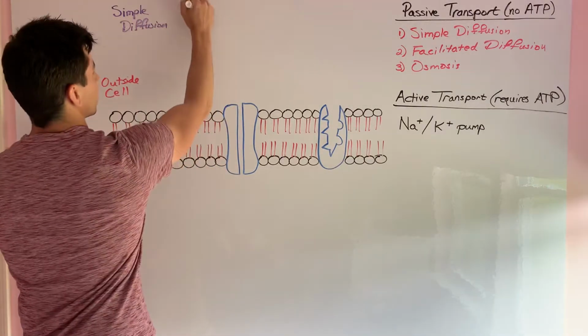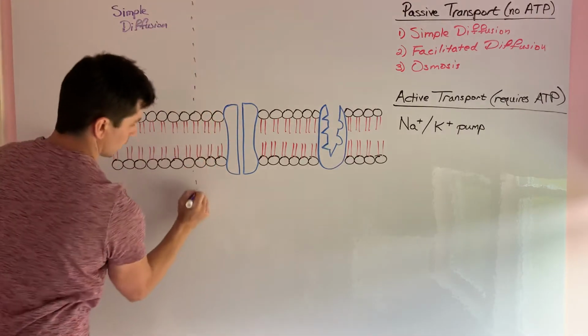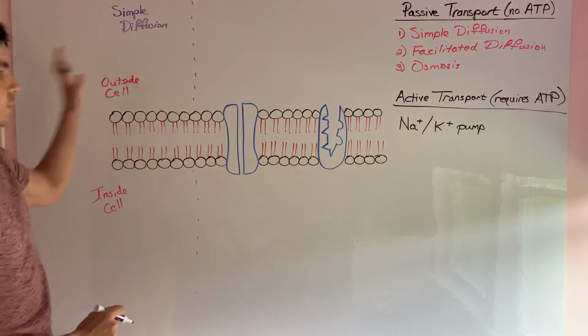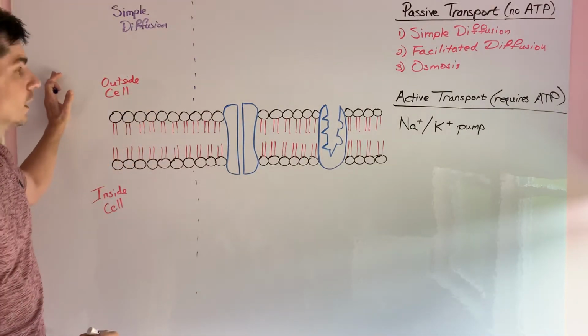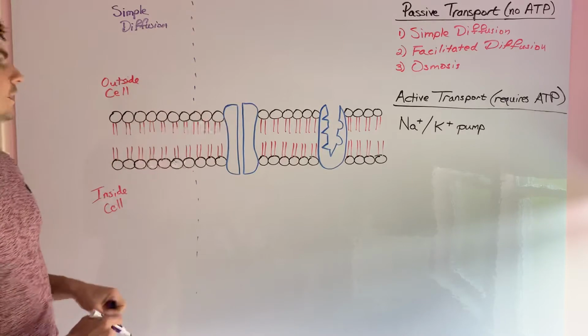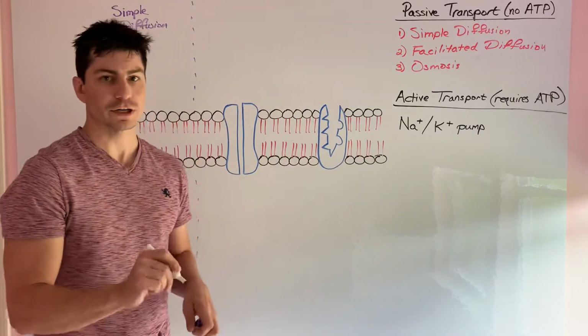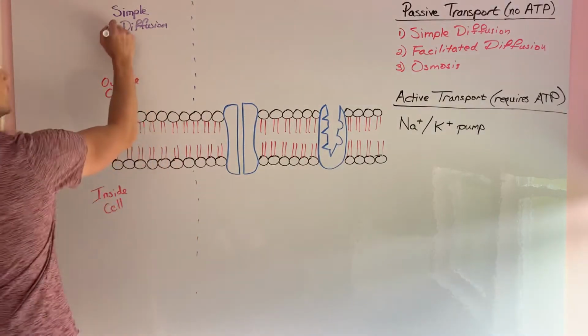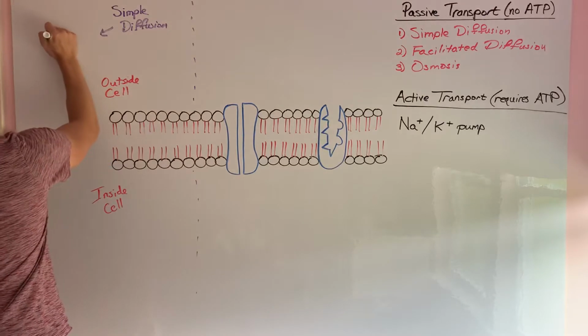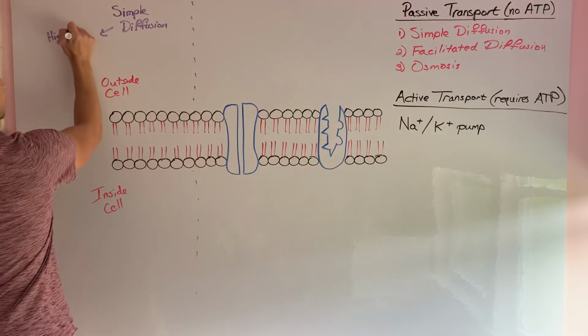And we'll make a little line going down here. Okay, so simple diffusion is only going to be on this side. All right, we'll do something else over here. So for simple diffusion, here's the things we got to know. This is again going to move from high to low because we don't need energy for it.